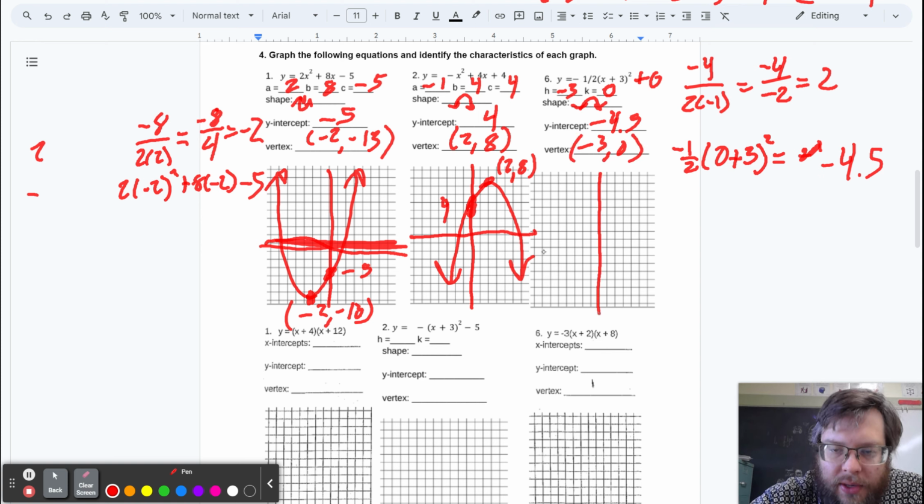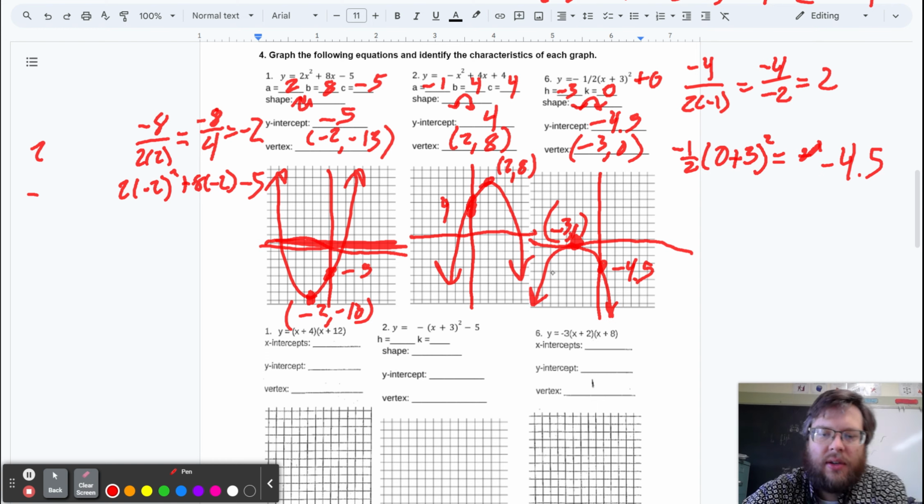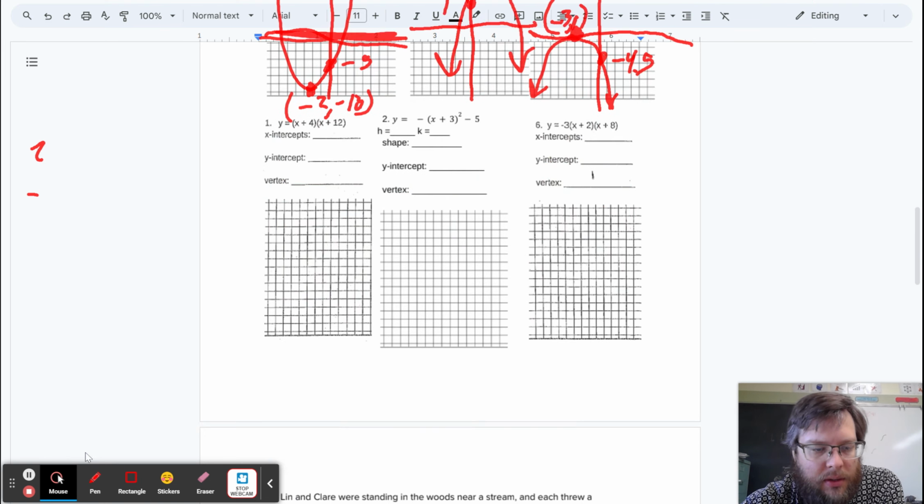So with that information, I'm able to draw a decent enough graph of it. So there's negative 3, 0. Here's negative 4.5 on the y-axis. And we're drawing a downward facing parabola through all that. Great. Let's keep on rolling.